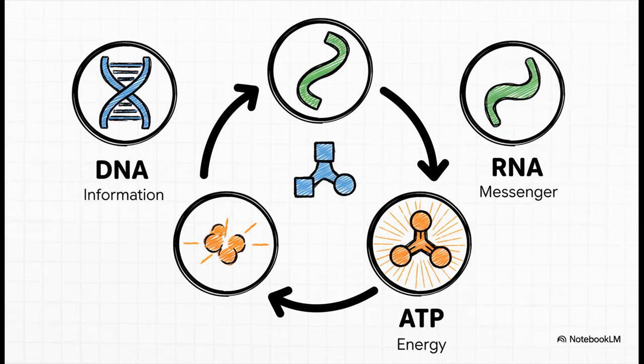So here it is, the big takeaway. Life runs on this single, beautiful, elegant system. DNA provides the permanent library of information. RNA is the on-demand messenger that carries the instructions. And ATP is the rechargeable battery that powers the whole operation. It's information and energy all intertwined through one remarkable molecule.